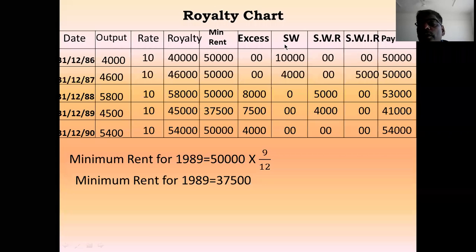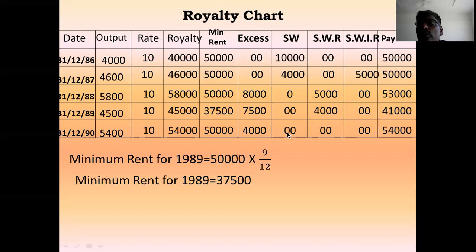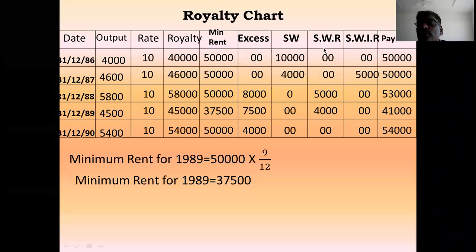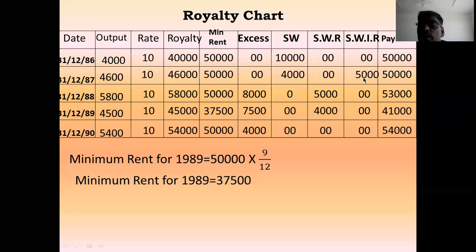And the third account depends on these three columns: SW, SWR, SWR. On the basis of short working, recovery, and short working irrecovery columns, you have to prepare the short working account. This column is on the debit side every year, to lesser, and this column is by lesser, and this column by P&L. Every year you have to write.